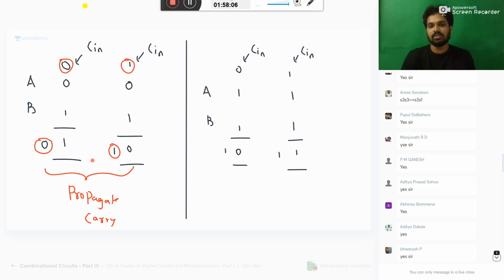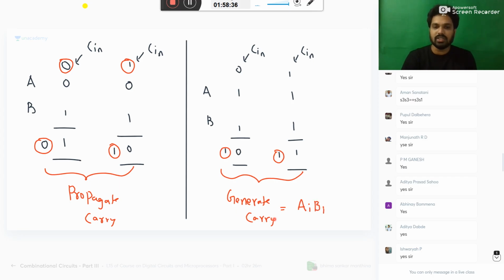But what about this? Here, it does not depend on the input carry. Carry can be anything in the input. It will always give. This is called generate carry. Carry will compulsorily generate here irrespective of your carry input. This happens when A and B both are ones. Now I will write it as A into B. This is given by some variable G you take.